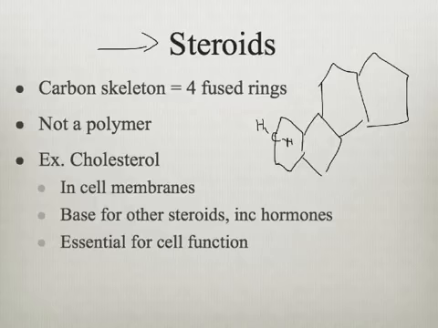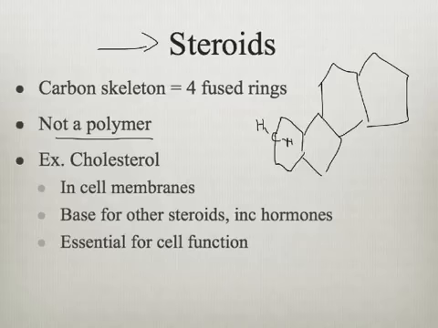Now, technically, steroids are not considered to be a polymer because they're not made up of individual monomers. A steroid is always just 4 fused rings. You can't take one ring away or add an extra ring and still have a steroid. So they're technically not a polymer.